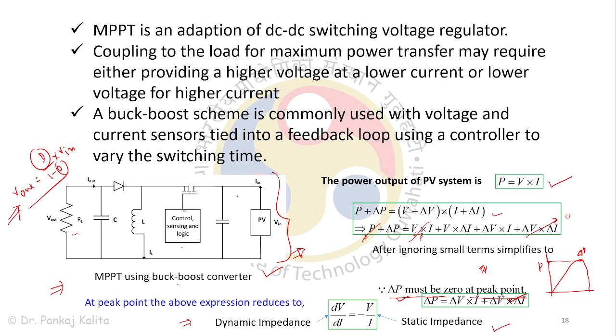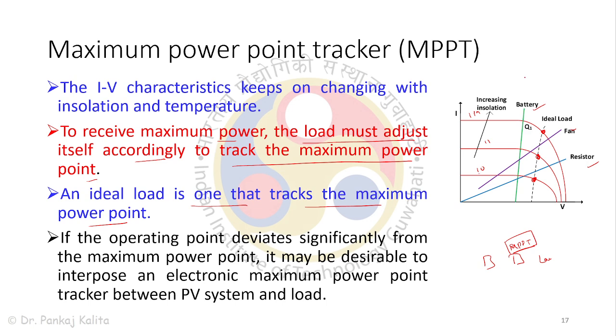If I quickly explain, this is your IV curve and this is your load curve, corresponding to different loads. Ideally we want to operate always at this point, this load, which corresponds to the maximum power point. So for that, we interpose an electronic maximum power point tracker between the PV system and our load.